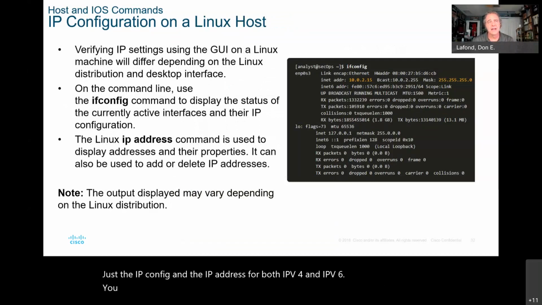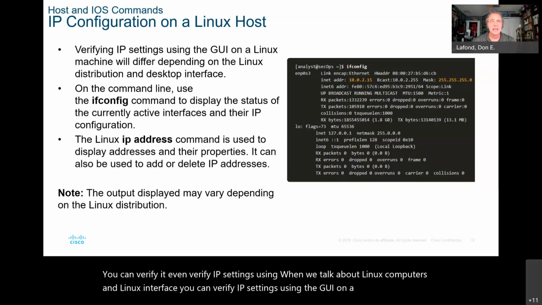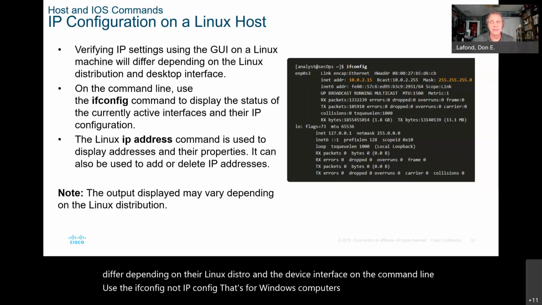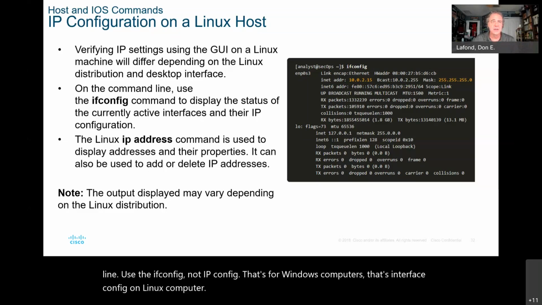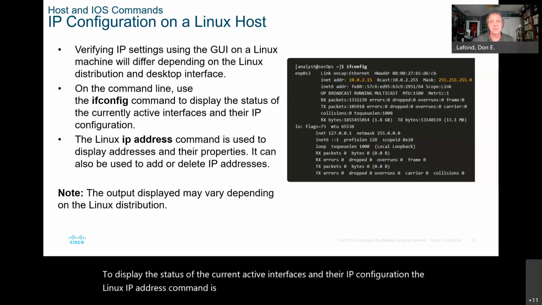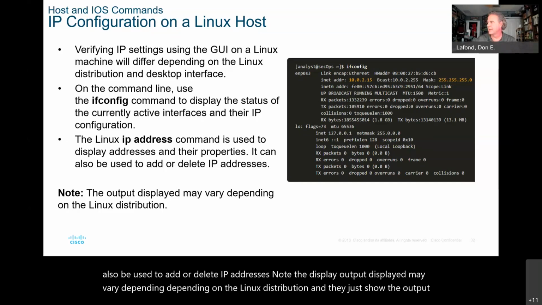When we're talking about Linux computers, you can verify IP settings using the GUI on a Linux machine. It will differ depending on the Linux distro and the device interface. On the command line, use ifconfig, not ipconfig, that's for Windows computers. ifconfig, that's interface config, on a Linux computer, displays the status of the current active interfaces and their IP configuration. The Linux ip address command is used to display addresses and their properties. It can also be used to add or delete IP addresses. Note, the output displayed may vary depending on the Linux distribution, and they just show the output of an ifconfig command.